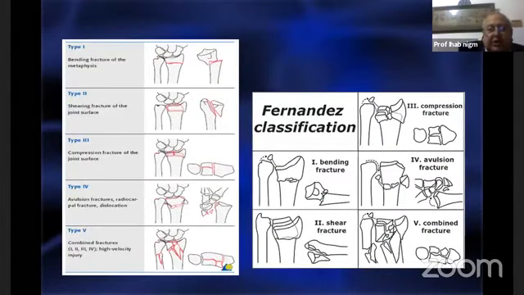Fernandez's classification is put according to the mechanism of injury. Type 1, bending, which causes extra-articular fracture, either Colles or Smith. Type 2, shearing forces, which cause volar Barton or dorsal Barton. Compression, type 3, causes intra-articular fractures. Type 4 is fracture dislocation or avulsion fracture. And type 5 with complex mechanism of injury.